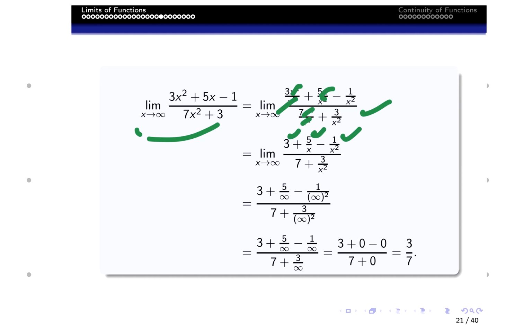So at this point now, you can put infinity, right? Everywhere you see you still have x left, put infinity. That means you have 3 plus 5 over infinity minus 1 over infinity squared, all over 7 plus 3 over infinity squared. And that's 3 plus 5 over infinity minus infinity squared is infinity. Then all over 7 plus infinity squared, again is infinity. So anywhere you have infinity left.